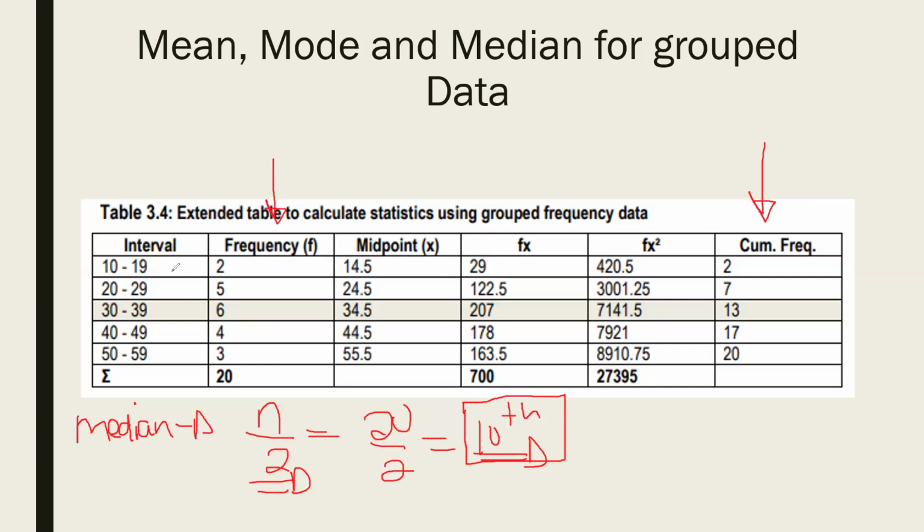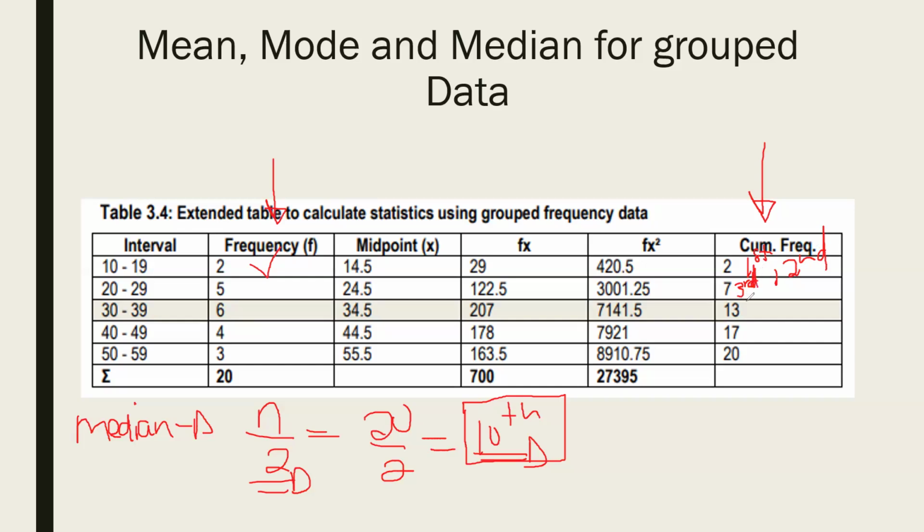So how do you do that? The first class has 2 frequencies, right? If the first class has 2 frequencies, what will be the positions of those frequencies? They will be the first position and the second position. That's why we have 2 here. So this class has 2 items, in the first and second positions. Since the first and second positions are already taken, the starting position of the next class will be the 3rd position.